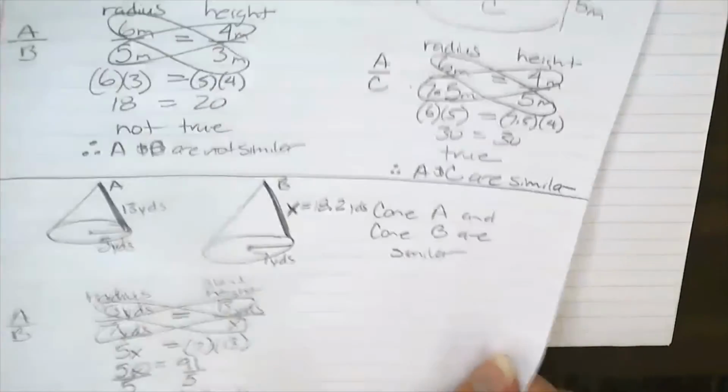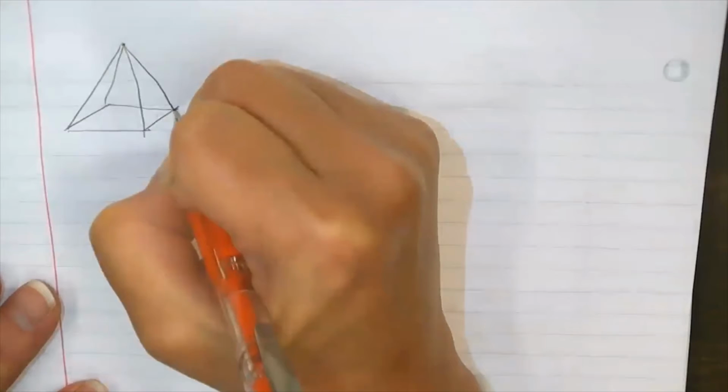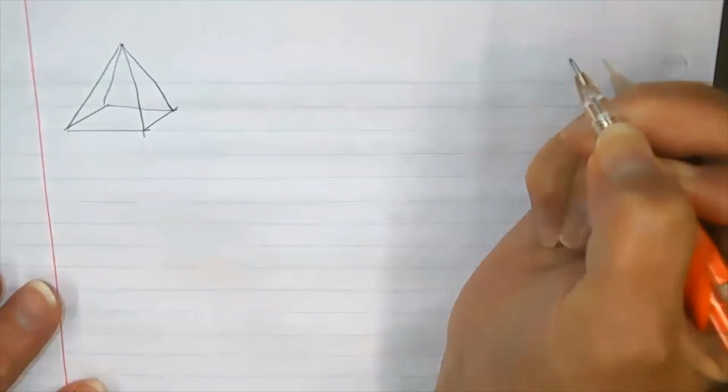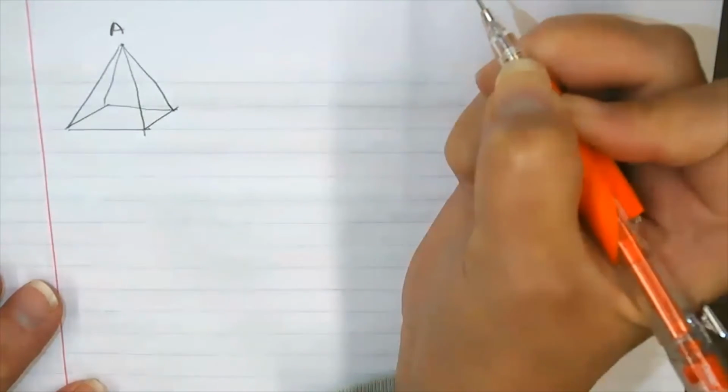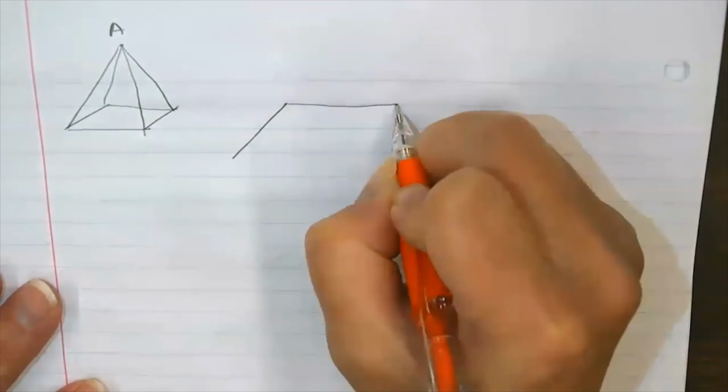Okay. Let's do yet another example. Okie doke. So the book gives us a pyramid that looks like this, pyramid A. Then they give us pyramid B.